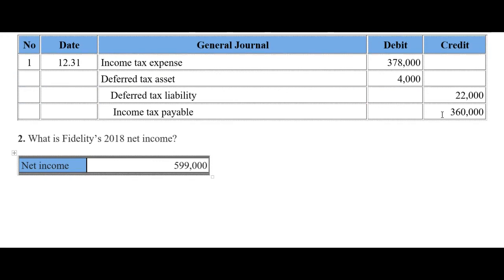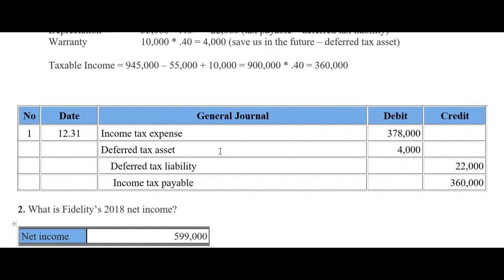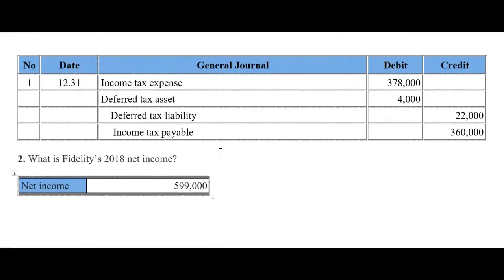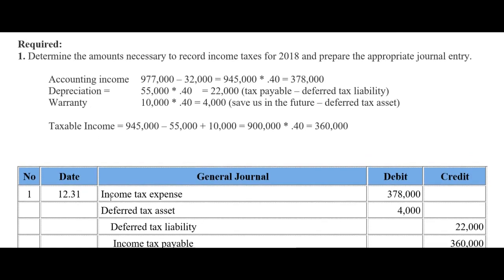So that would be our net income. Again, if you wanted to remove all these zeros, you could to report this. Alright, so I hope that helps work another deferred tax asset, deferred tax liability problem.